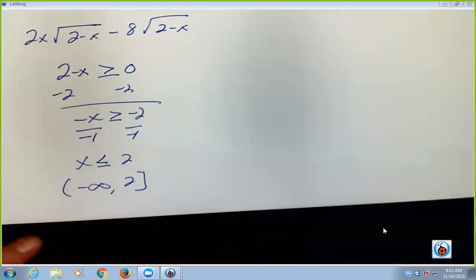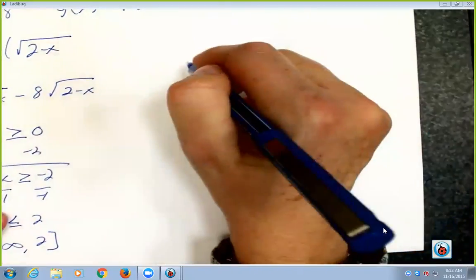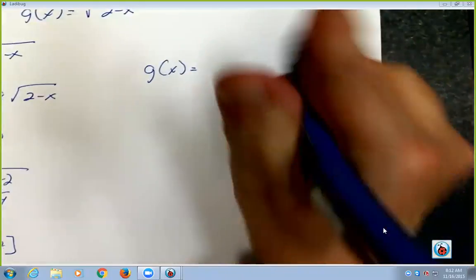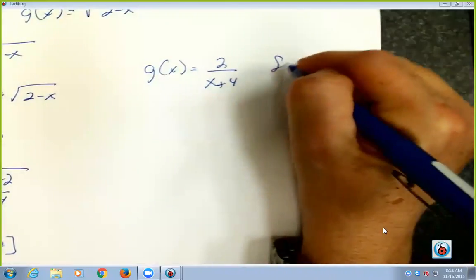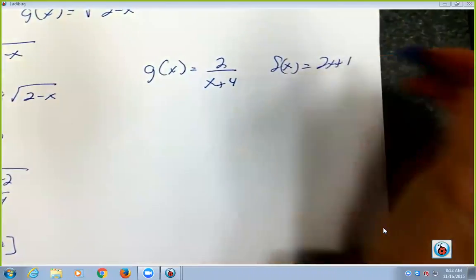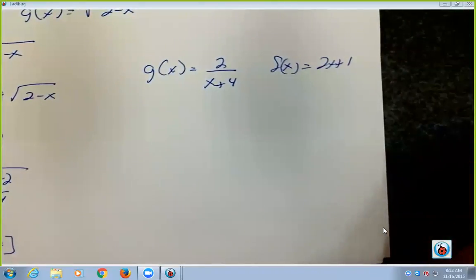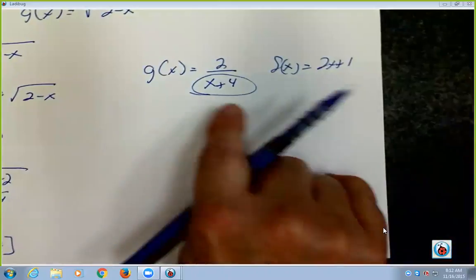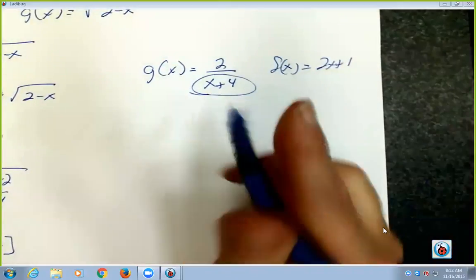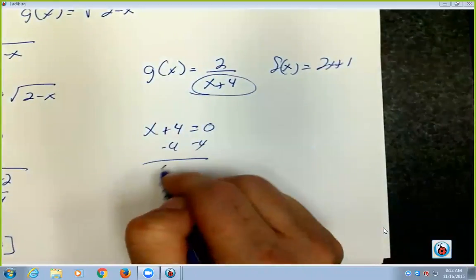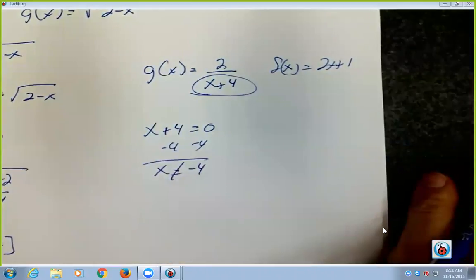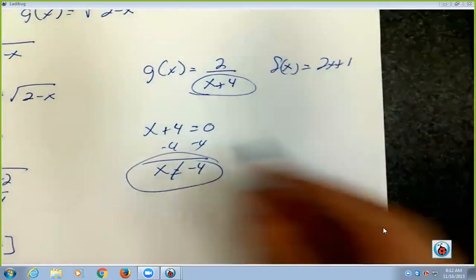Okay, does that help? Now the other thing you've got to watch with domains is if it has a denominator, because the denominator can never be 0. So if you had something like g of x is equal to 2 over x plus 4, and f of x is equal to 2x plus 1, and you were going to put these together, you would have to watch your domain because that could never be a -4. So if you set x plus 4 equal to 0, this means x could never ever equal -4. And that's the piece you'd have to watch.